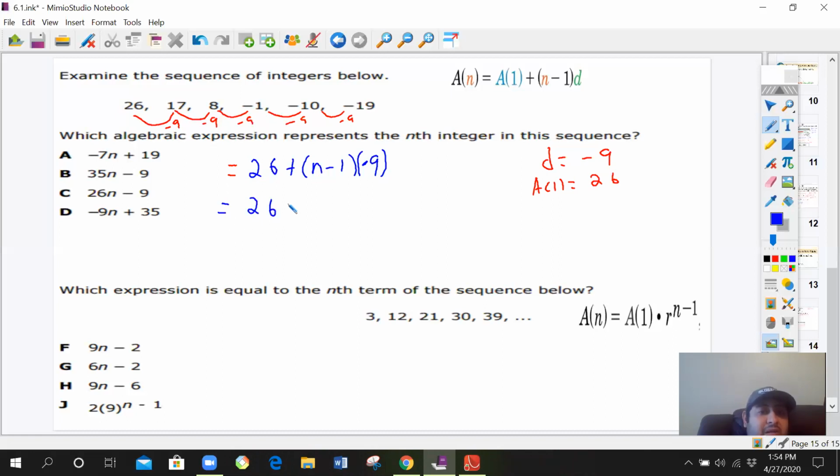So we ended up with 26. If we distribute this -9 into the parentheses, we have -9n plus 9. We multiply those and we get this result. We combine like terms. 26 and 9 becomes 35. Oh, I forgot the n here, sorry. And then minus 9n. So something that looks like that is going to be letter D.